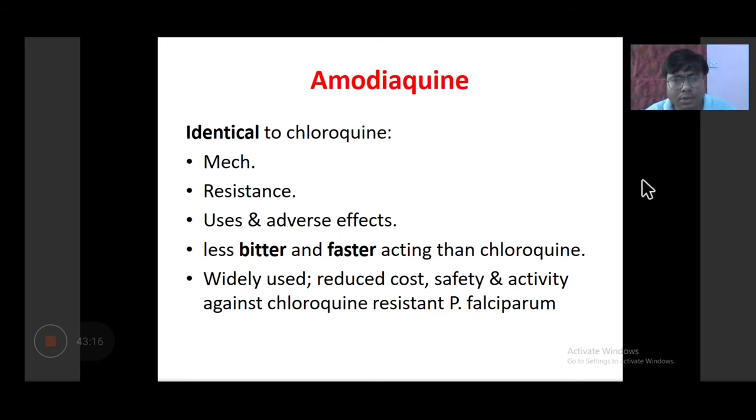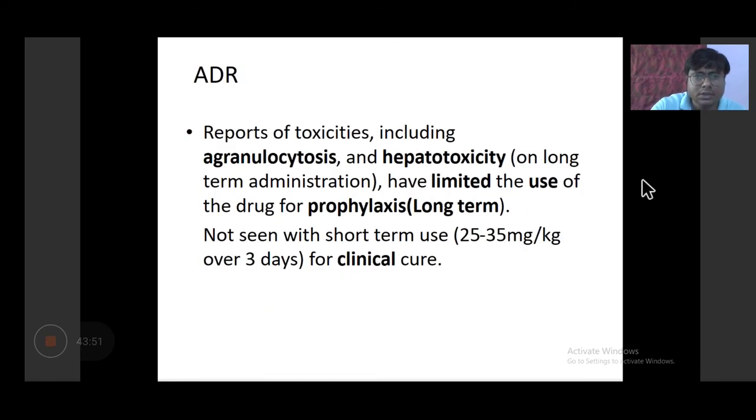There is clumping of pigments, and this leads to the death of the parasite. The same mechanism of action here also, same mechanism of development of resistance as well. All the uses and adverse effects are also very similar. Advantage, it is less bitter and faster acting than chloroquine. This is the advantage or difference from chloroquine, and it is widely used nowadays, which leads to reduction in cost of treatment. Safety is increased, and the activity against chloroquine resistant falciparum is also increased.